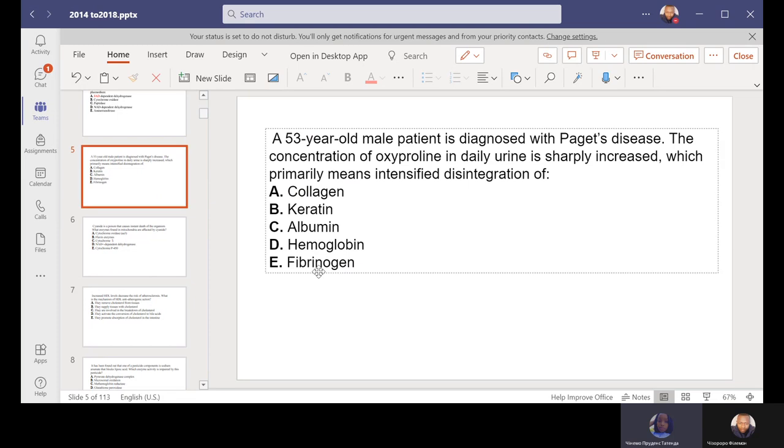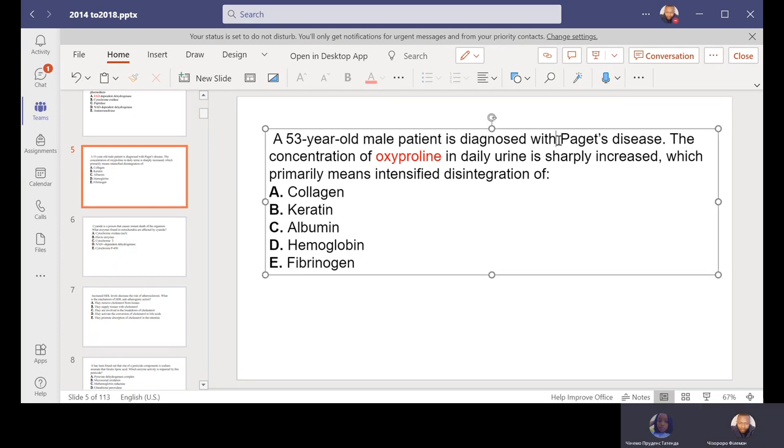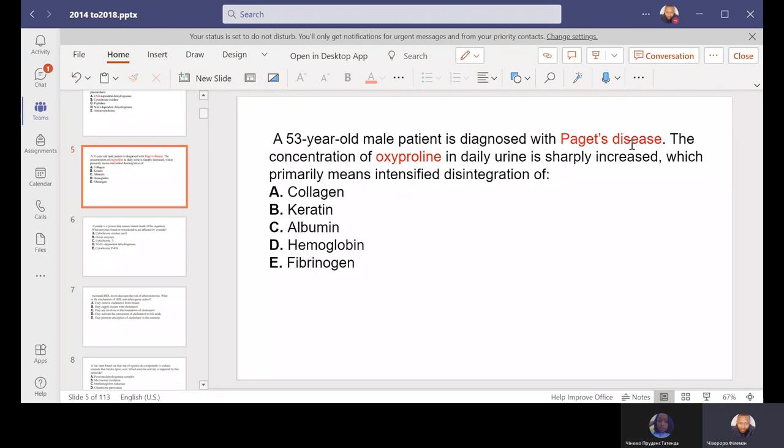A 52-year-old female patient is diagnosed with Paget disease. The concentration of oxyproline in daily urine is sharply increased, which primarily means intensified disintegration of what? Paget disease is a disease of bones, right? So in bones we have collagen one. To know that it's about collagen, they told you about oxyproline. There is a stage called hydroxylation of proline in the synthesis of collagen.